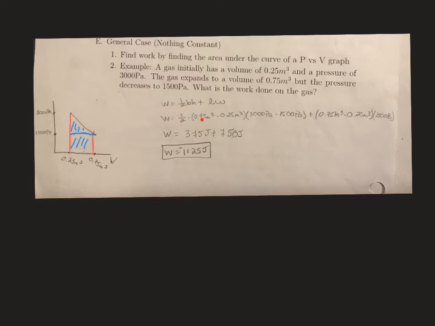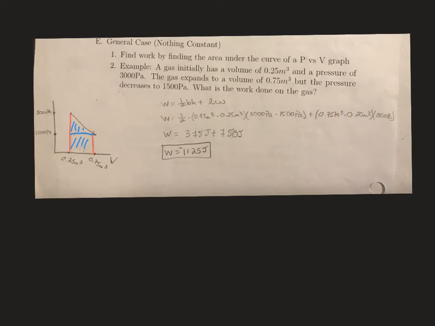So we have 1/2 times base. The base is going to be between the two volumes, and notice I'm doing the subtraction so that it's positive. And then the height, here it's defined by the two pressures. Once again, I'm subtracting so it's positive.